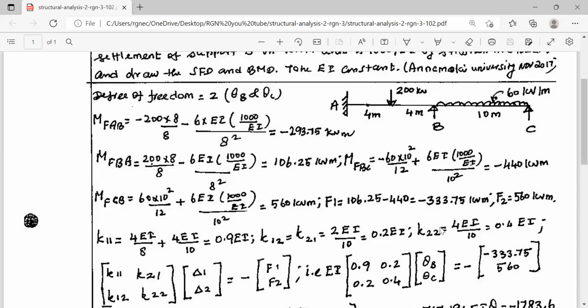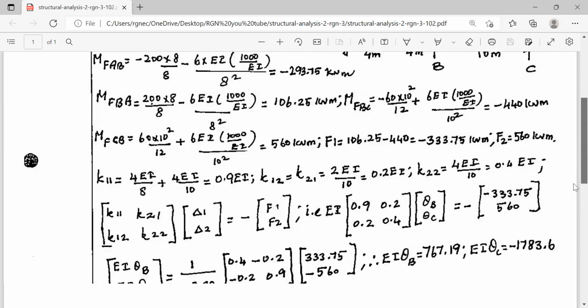Now we will come to the other stiffness, K22. The second subscript 2 refers to the point where unit rotation is applied, and the first subscript denotes the point where the moment is induced. K22 means the unit rotation is applied at 2 and moment is measured at 2. That is, this is the near side. So it is 4EI by L, 4EI by 10. It comes to 0.4EI.